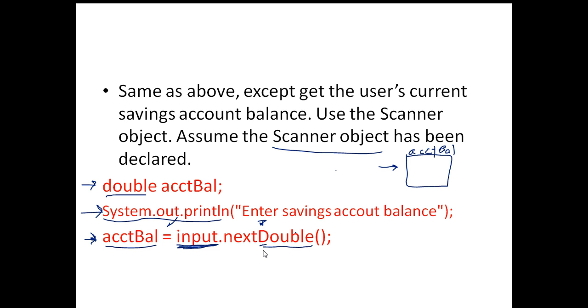If it's a string, then most of the time it would be nextLine. It would be input.nextLine. You've got to have the parentheses, empty parentheses. This will accept the input from the user and store it in a variable.